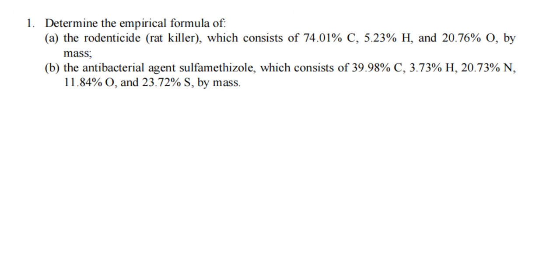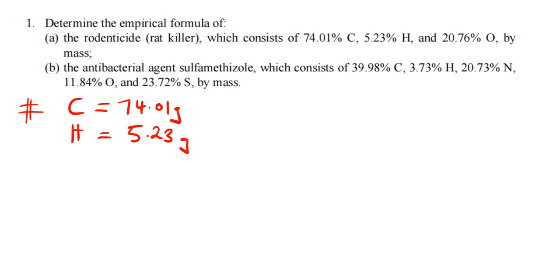For the first step for empirical formulas, I'm going to assume that those percentages all together give me a 100-gram sample. So my carbon, which is 74%, is going to be 74.01 grams. Then hydrogen is going to be 5.23 grams, and oxygen is going to be 20.76 grams. So we're taking these percentages just the way they've given us.